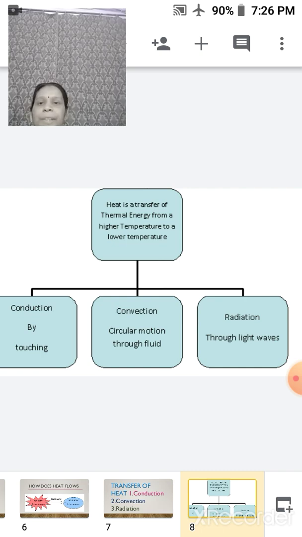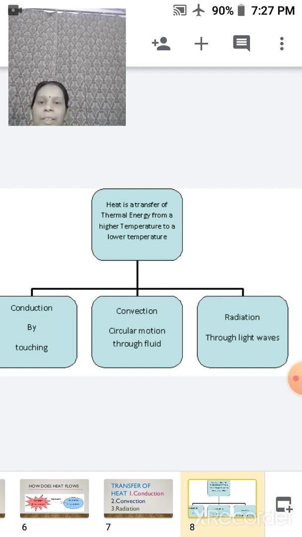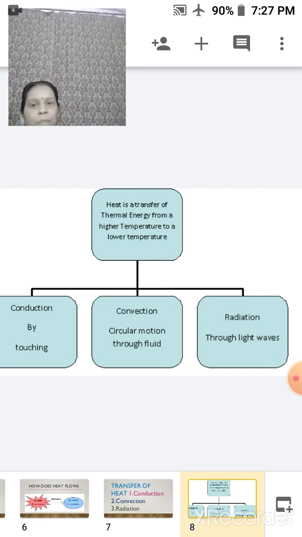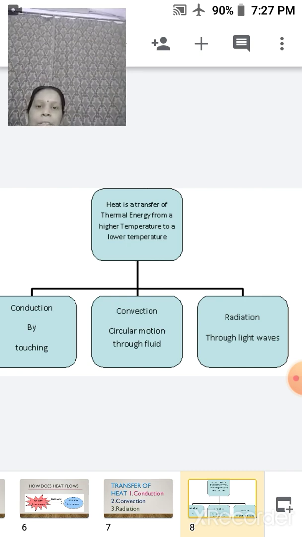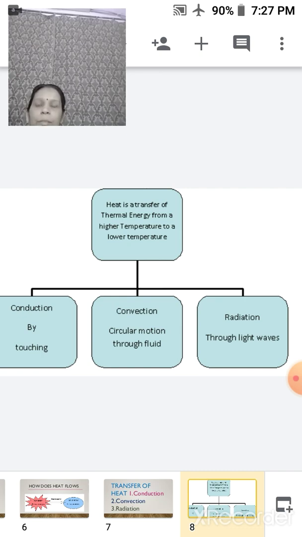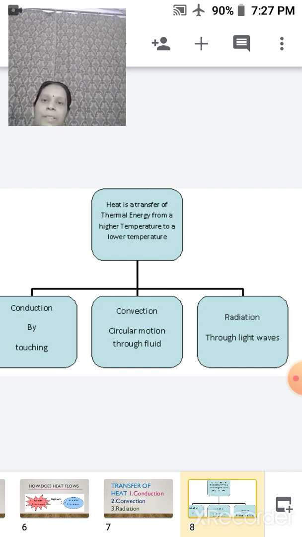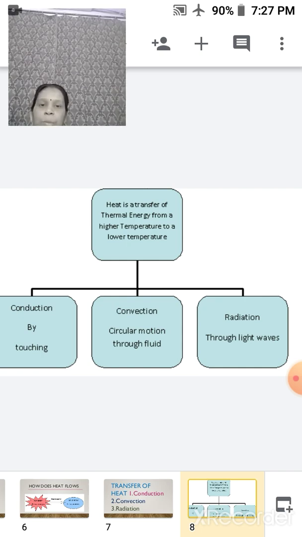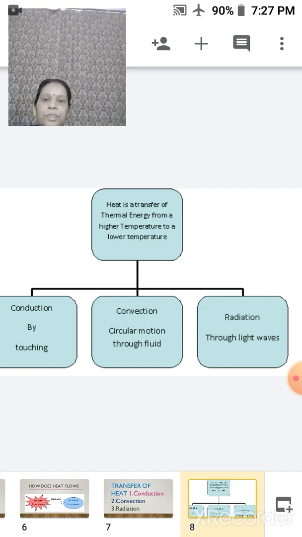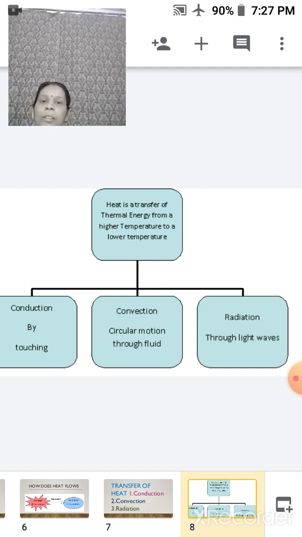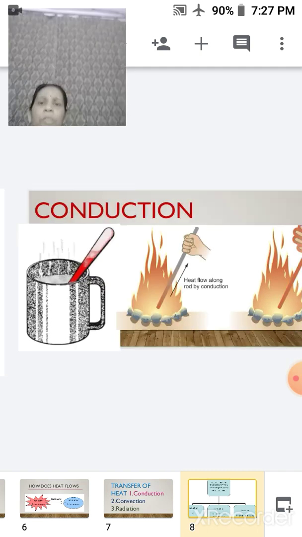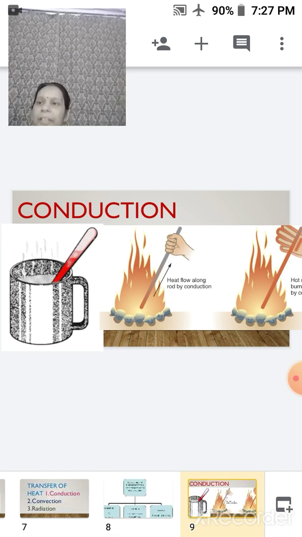As I told you, it takes place in three ways. One is conduction. Here we are transferring the heat by touching. Second one, convection. Here the heat transfers by circular motion through the fluid. Now the question is, what is fluid? Fluids are liquids and gases. They are considered to be fluid. Third one is radiation. Here the transfer of heat takes place through light waves. So children, today we'll start with conduction.